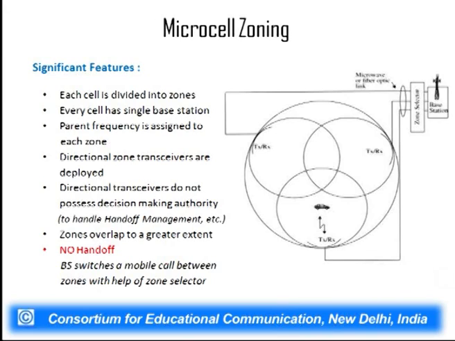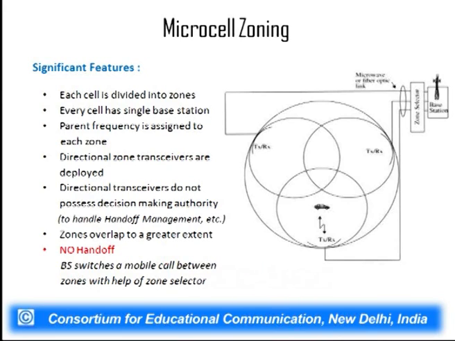Let's see. Here, every cell has a single base station, just like the cell splitting part, and the parent frequency is assigned to each zone. So there is no disturbance in the parent frequency, and each zone is given a directional zone transceiver. This property is similar to cell sectoring. So you can see that the advantages of both cell splitting and cell sectoring are taken into account and put into one, and that becomes our microcell zoning, obviously along with some additional features.